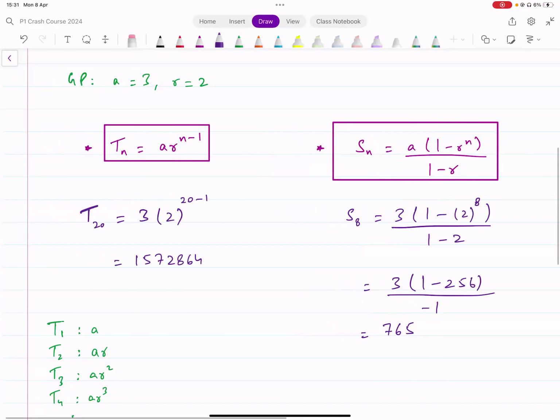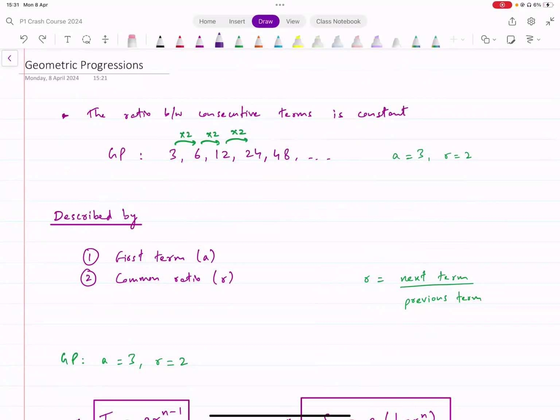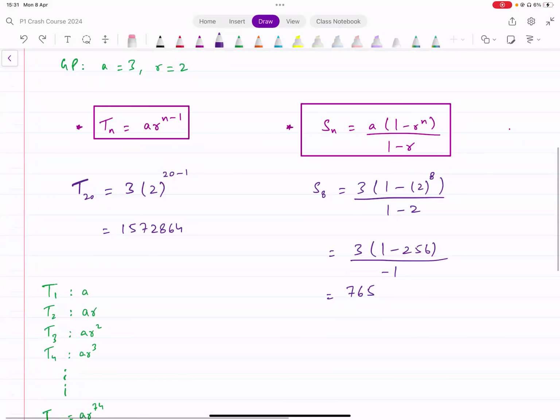So the sum of the first 8 terms of this sequence is 765. Okay? This is how this formula is used.